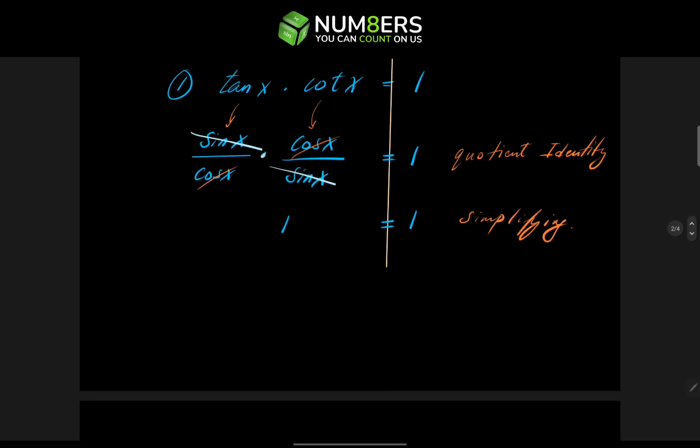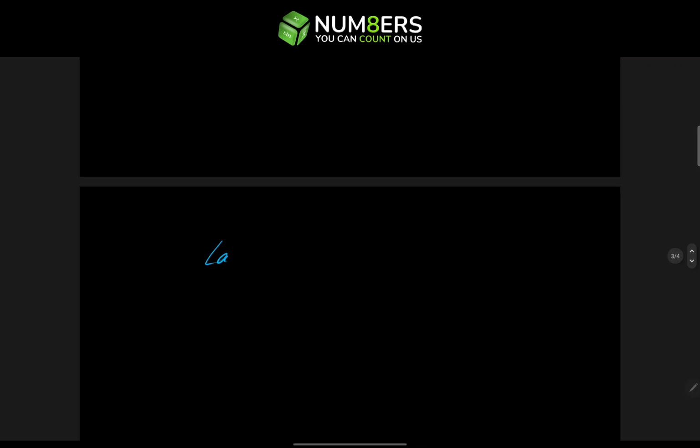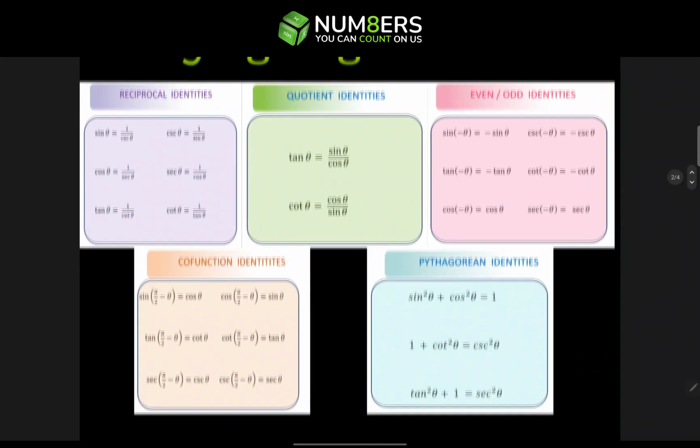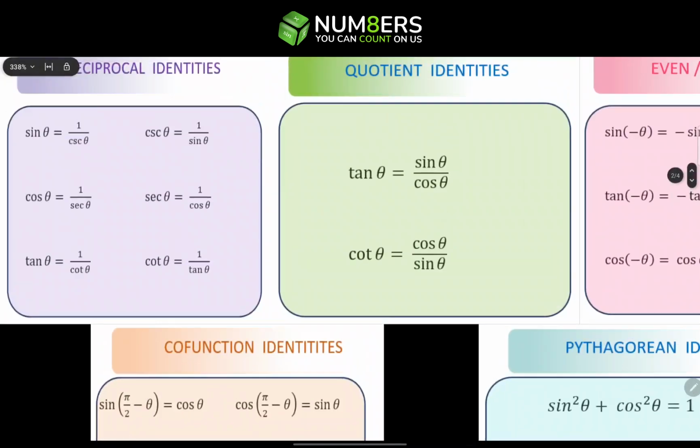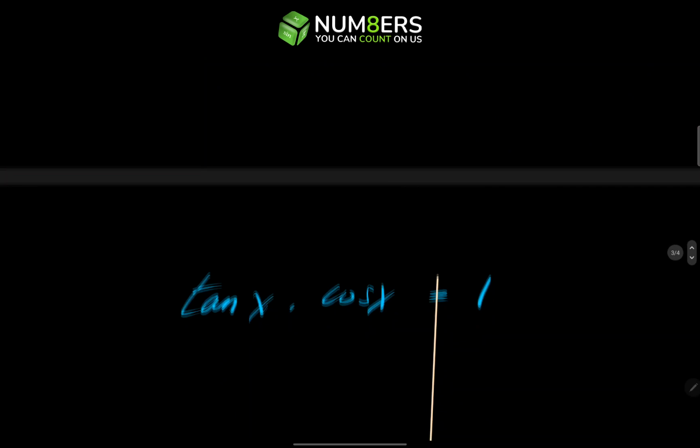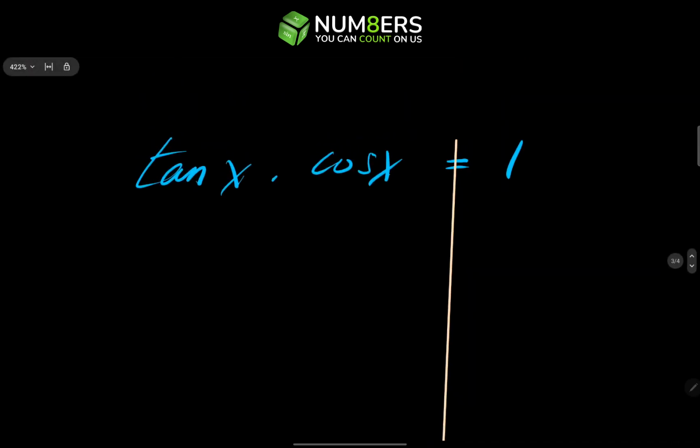Let's look at the second way of solving this. So we have tan of x times cotan of x is equal to 1. Again, we'll draw a small line right here. Now if you look at the identities again, instead of using the quotient identity, we're going to use the reciprocal identities. So we're going to switch tan into 1 over cotan, or we can switch cotan into 1 over tan. So let's do that. I'm going to switch cotan.